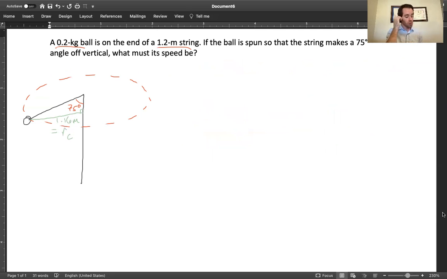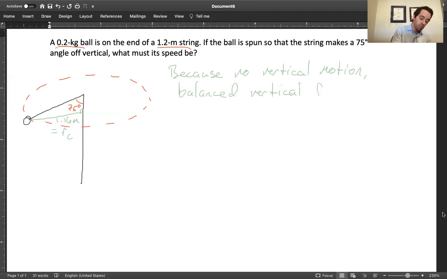The next thing that I want to do is look at the fact that the ball is not moving up or moving down. Because the ball is not moving up or moving down, it must have balanced vertical forces. So check this out. Because there's no vertical motion, you must have balanced vertical forces. There's no way around it. Remember that if there is an imbalance in force, that is what produces a net force, and that produces motion.